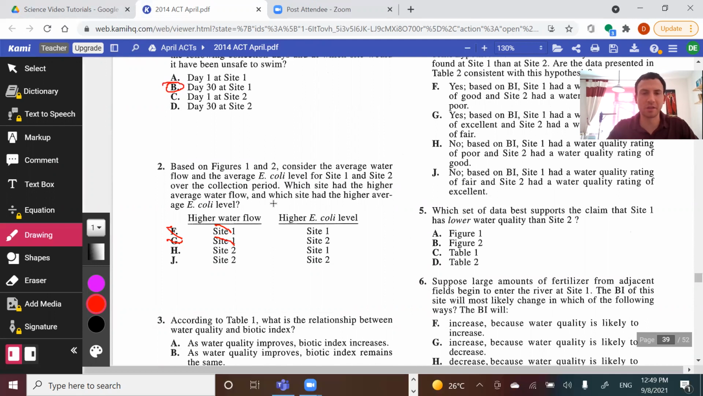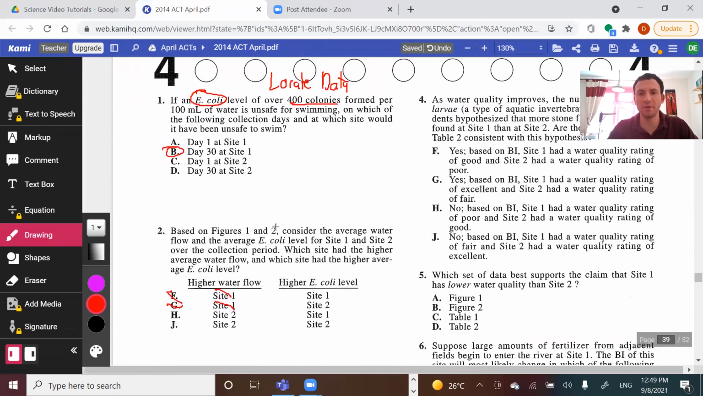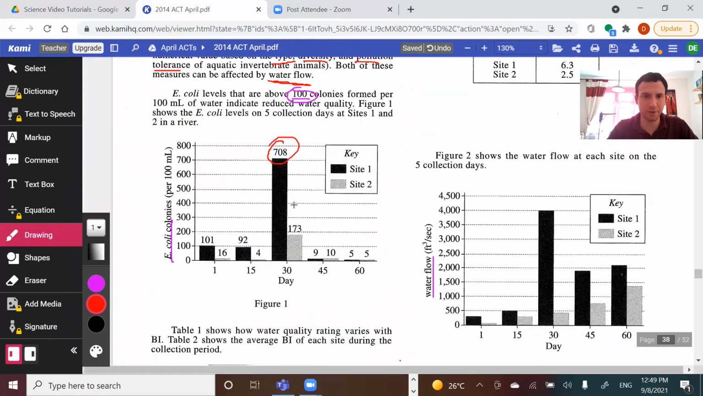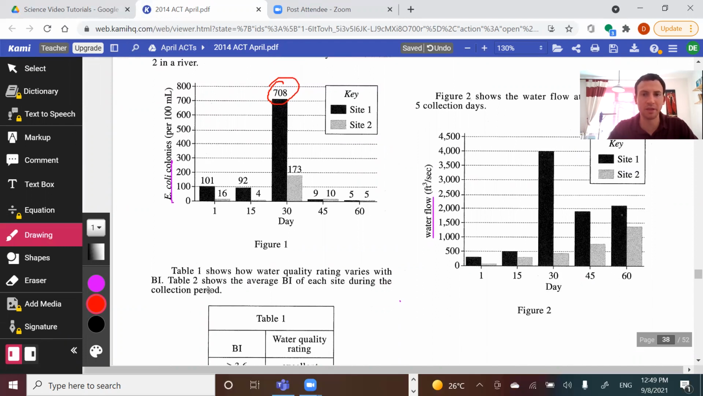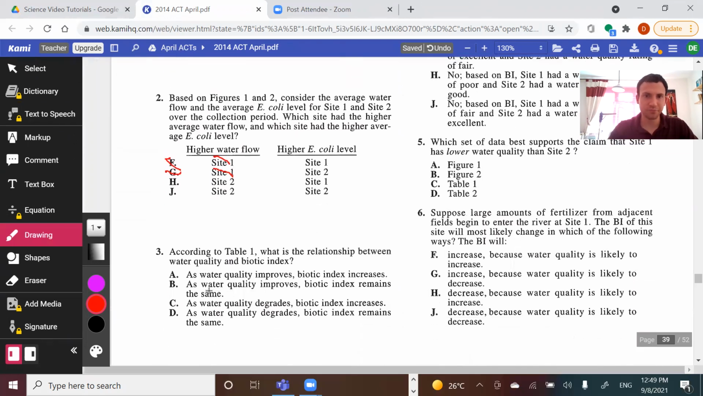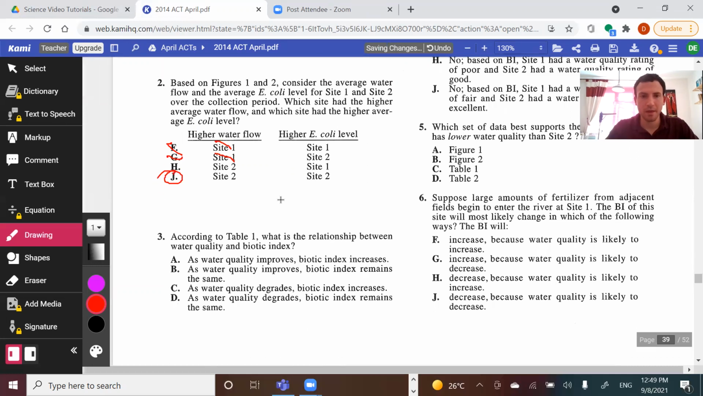And then which site has a higher E. coli level? If we go to this figure, figure 1, it's also the black bar. The black bar tends to always be the higher E. coli level. So it's going to be J on this one. Awesome. All right.